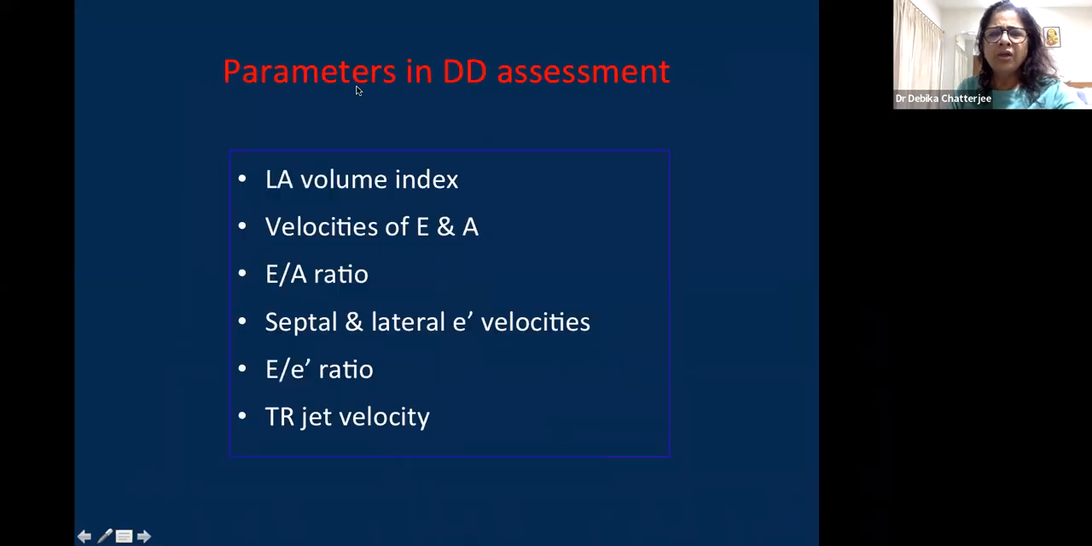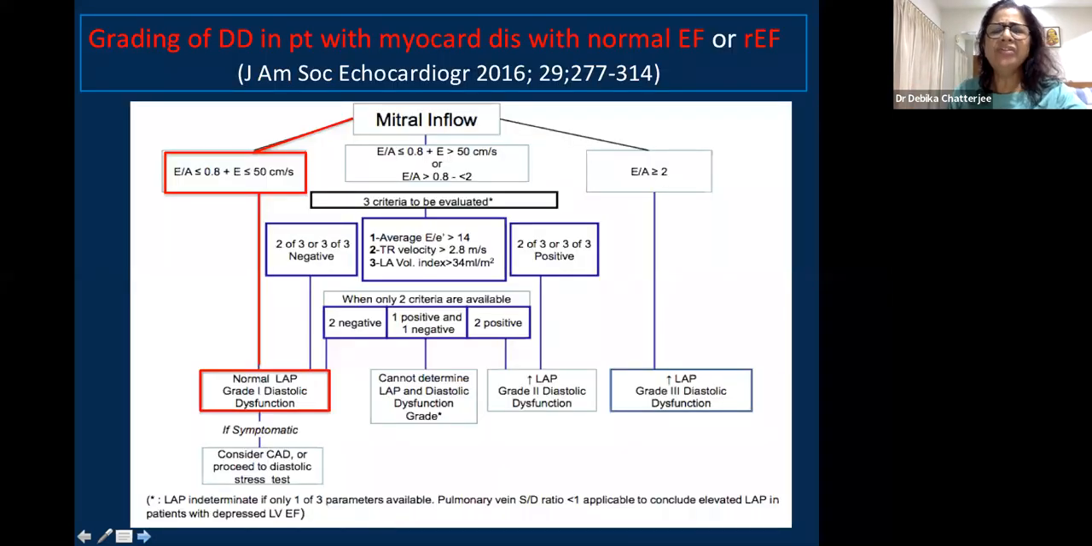Now, the parameters which we use in the assessment of the diastolic function, till now you have seen LA volume index, velocities of E and A, EA ratio, septal and lateral annular E prime velocities, E by E prime ratio, and TR jet velocities. Now the question is how we grade the diastolic dysfunction.